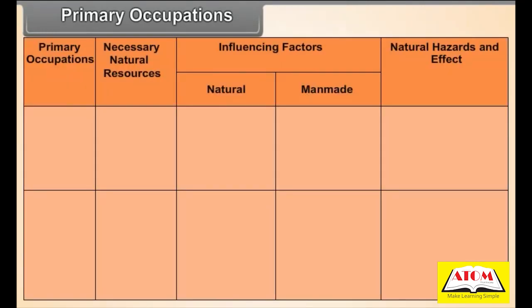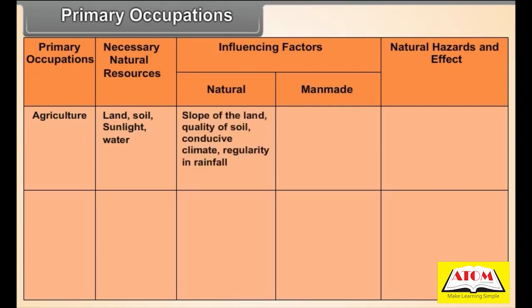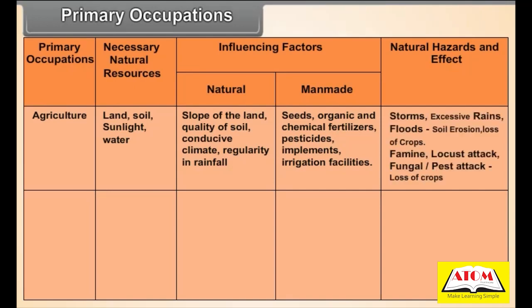Primary occupations: agriculture. Necessary natural resources: land, soil, sunlight, water. Influencing factors: natural, slope of land, quality of soil, conducive climate, regularity in rainfall. Man-made: seeds, organic and chemical fertilizers, pesticides, implements, irrigation facilities. Natural hazards and effects: storms, excessive rains, floods, soil erosion, loss of crops, famine, locust attack, fungal pest attack, loss of crops.